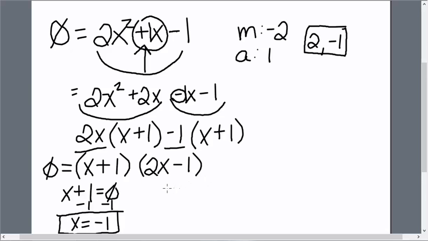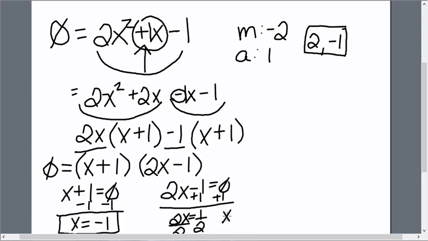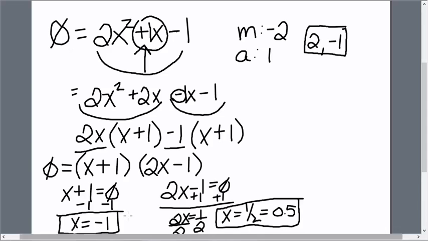And then we need to go over here. We need to say 2x minus 1 equals 0. So we need to add 1 to both sides. So 2x equals 1. And then we need to divide both sides by 2. So we get x equals 1/2 if you like the fraction version, or 0.5 if you plugged it in your calculator. So we get two solutions for that.